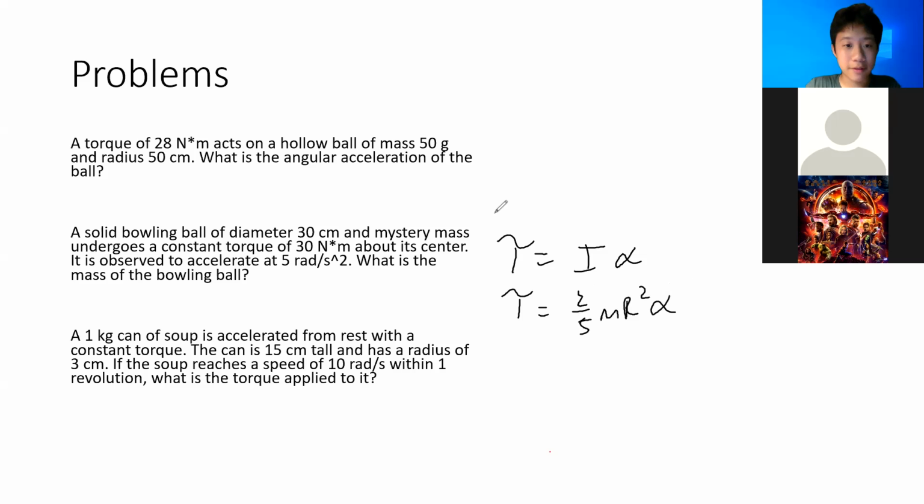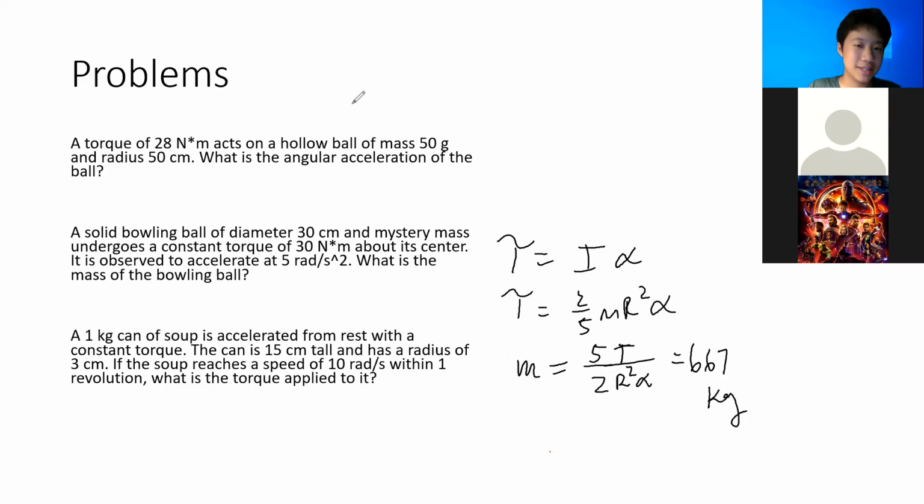Is multiplied by alpha. And therefore, mass will equal, I think it is, 5/2 torque over r² alpha. And you should get 667 kilograms. Okay? So obviously, this is not realistic at all. You can't have a 667 kilogram bowling ball. That is impossible.